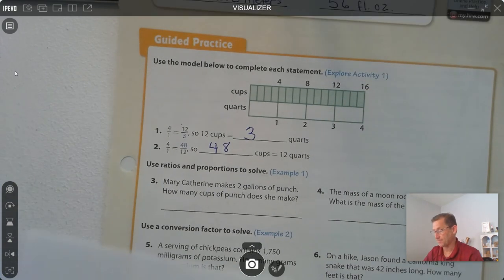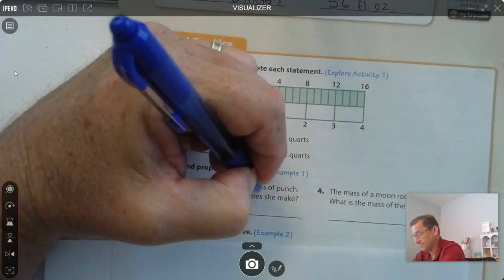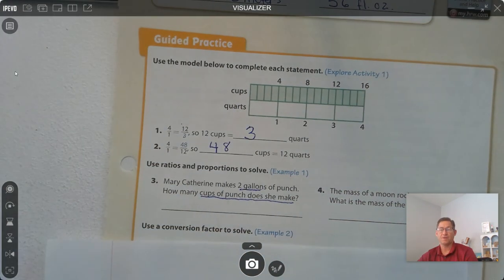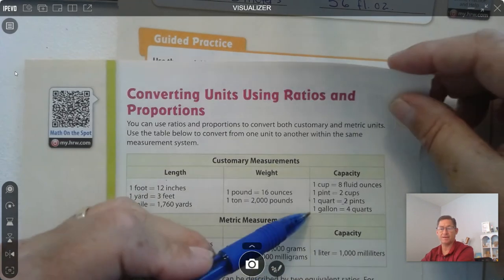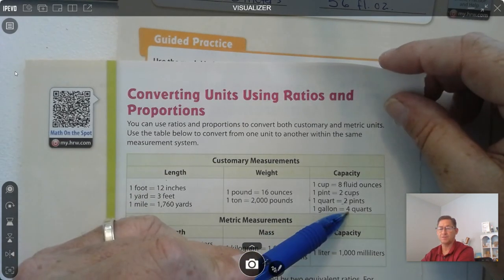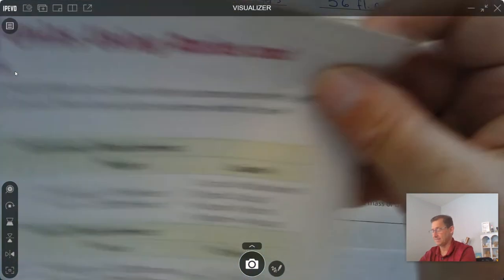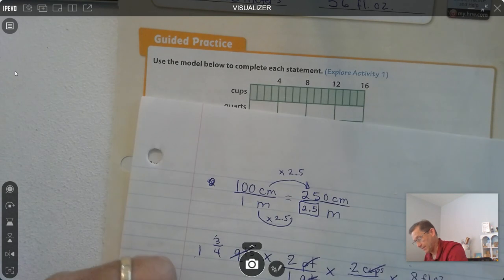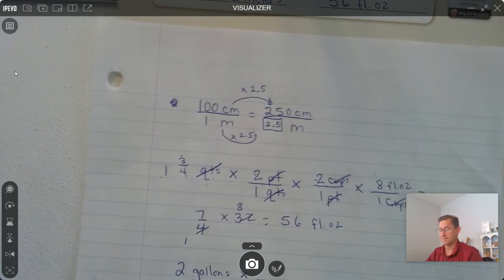Let's try number 3. Mary Catherine makes 2 gallons of punch. How many cups of punch does she make? Well, if we look at our chart, again, we don't have straight gallon to cups. So let's start with this relationship. Let's start with this conversion factor. 1 gallon is the same as 4 quarts. So they gave us 2 gallons. And we want to convert that to cups.